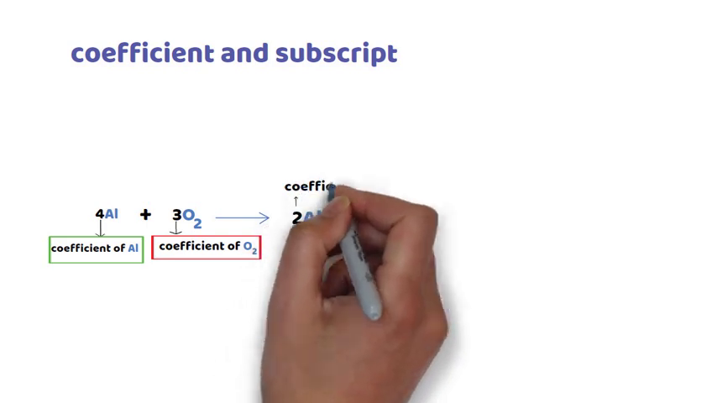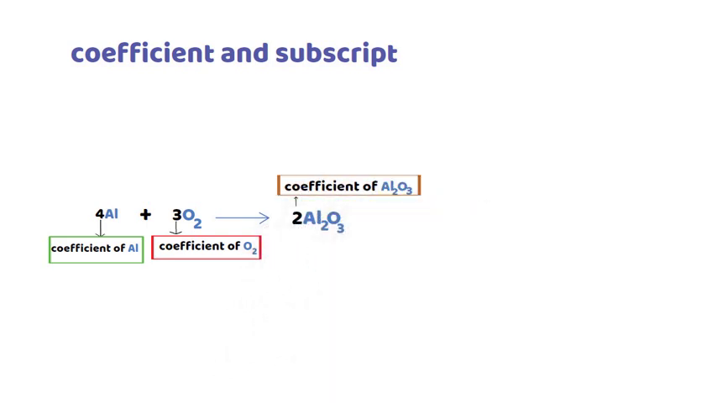Now let me talk about subscript. The subscript of aluminum is 1, but the subscript of oxygen molecule is 2. The subscript of aluminum in aluminum oxide is 2. The subscript of oxygen in aluminum oxide is 3.